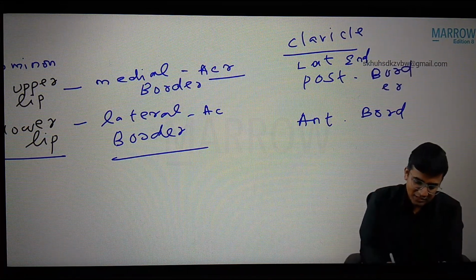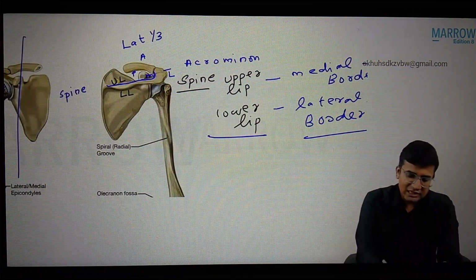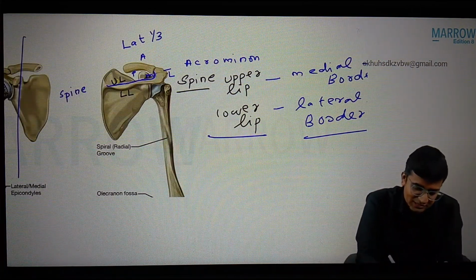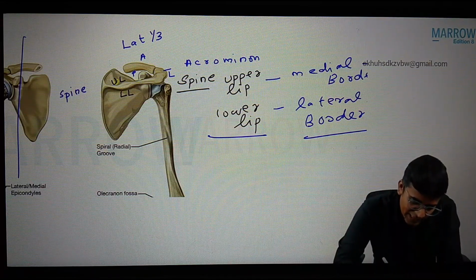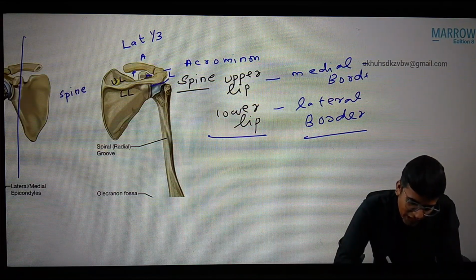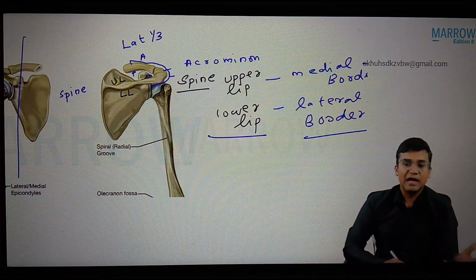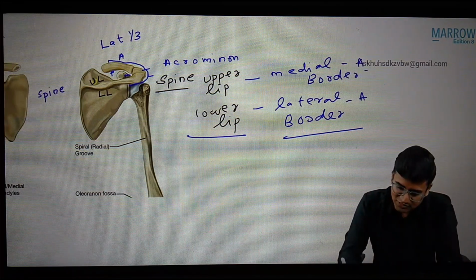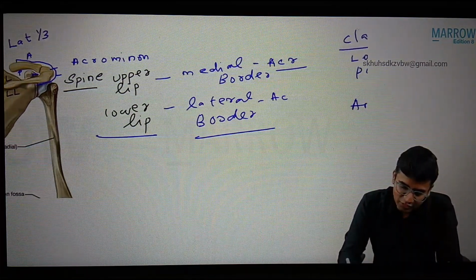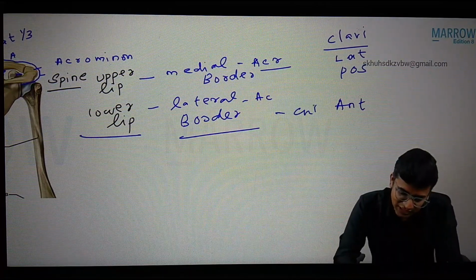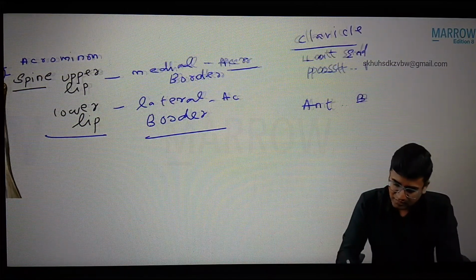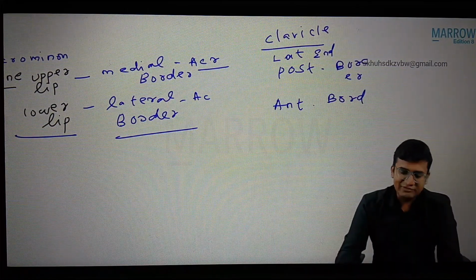Right. Now see the diagram. The lateral border of the acromion is continuous with which border of the clavicle? Anterior border. So please write: lateral border of the acromion process, which is continuous with the anterior border of the clavicle, lateral 1/3.